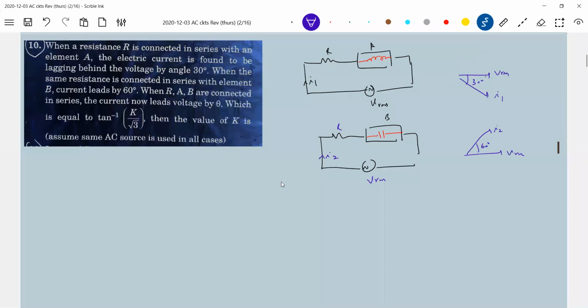So what can we say? There is a phase angle of the circuit, no? I think we have a direct formula. If you draw the vector diagram, tan 30 should be equal to XL by R. Tan 60 should be equal to XC by R. The same source is connected. So this should be omega L by R, and this will be 1 by omega C R.